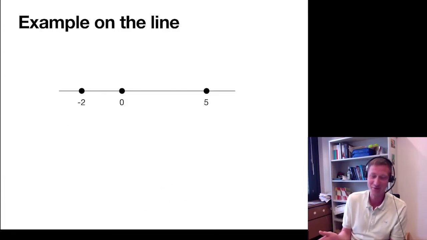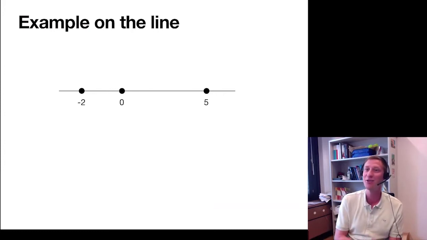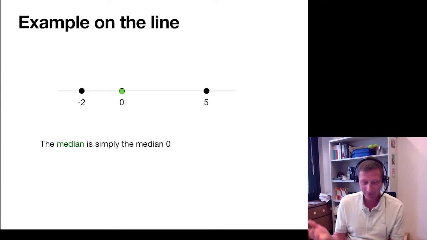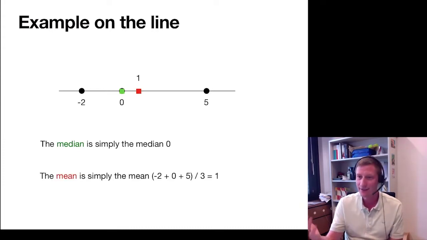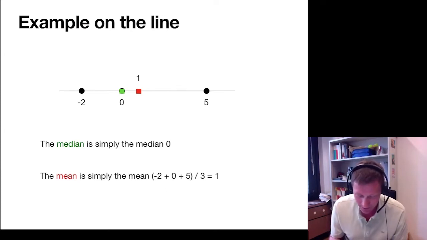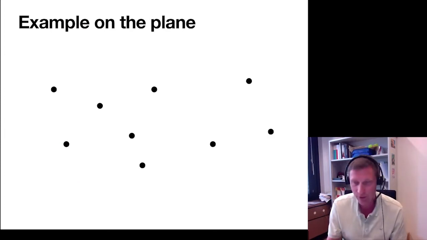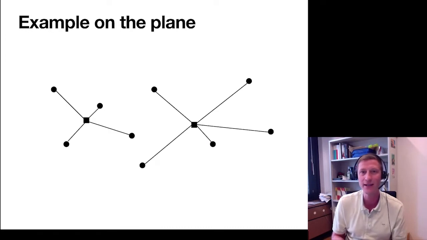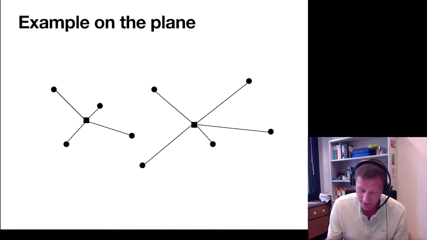But if you think about it for a while, if you look at the line and you want to open one center, then in the median case, the median is simply the median, and the mean is just the mean. So I guess the names make sense. And of course, we're going to look at the more interesting case where we select many centers and might have more complicated metrics.